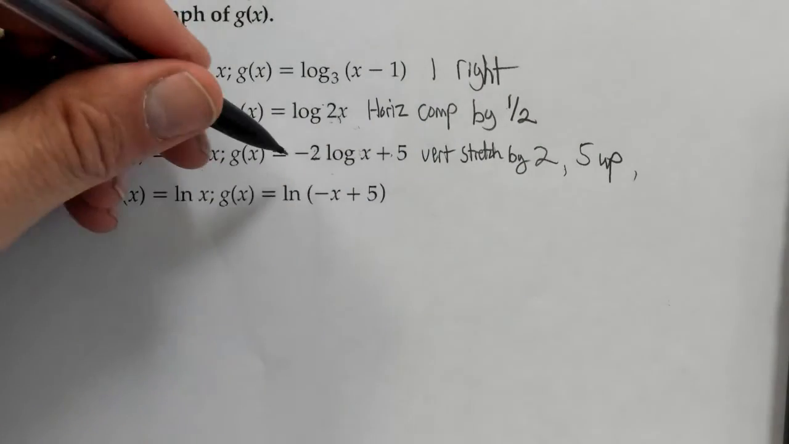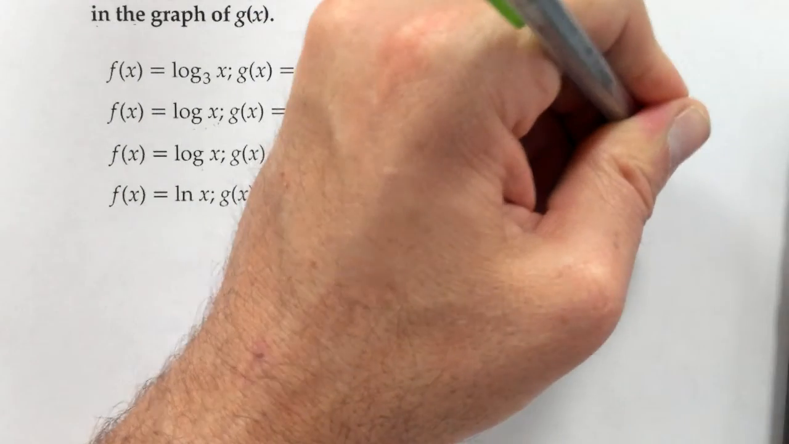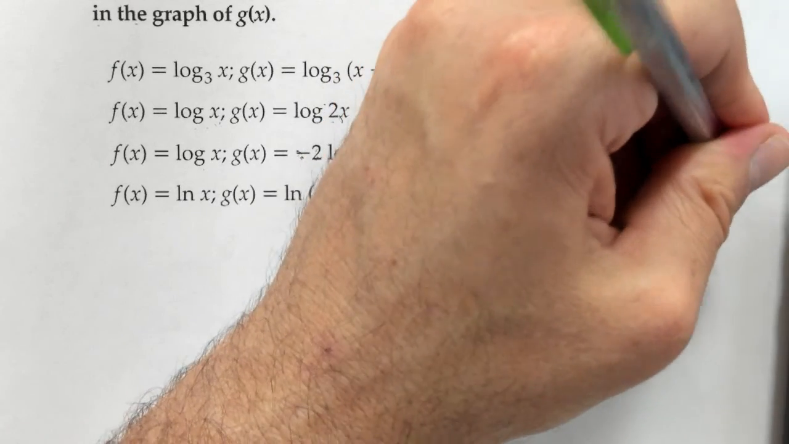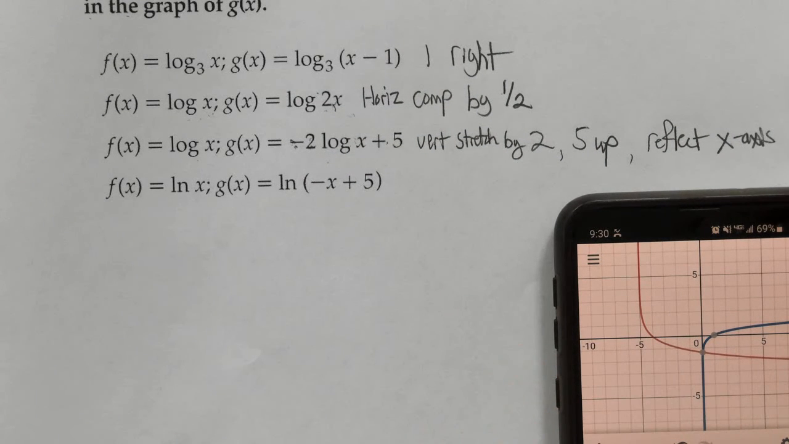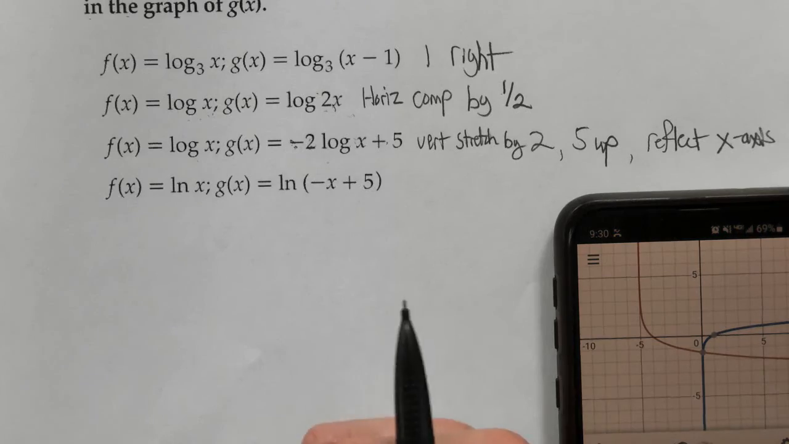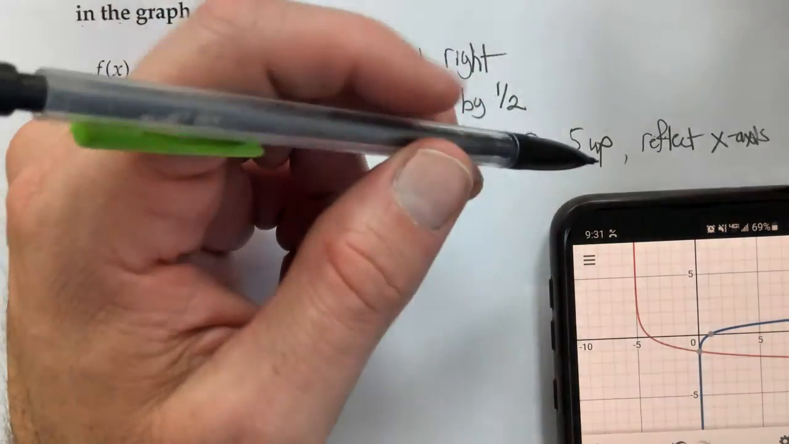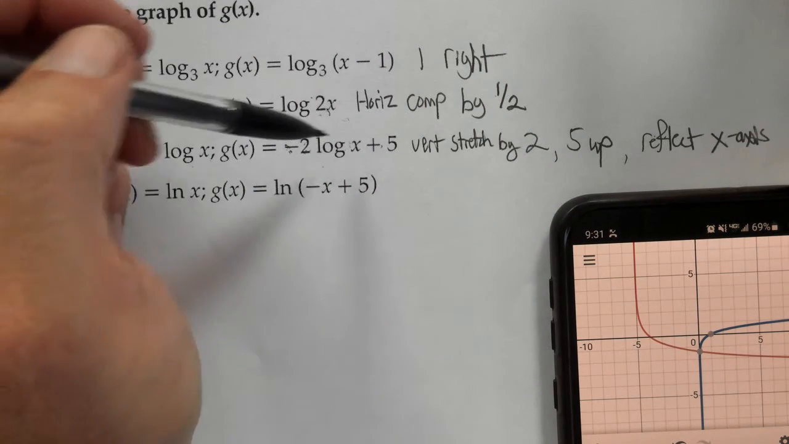And the last thing that's happening is it's being reflected through the x-axis. Reflect through the x-axis. All right, so 3 different movements. It's being stretched vertically by a factor of 2, it's being pushed up by 5, and then it's being flipped across the x-axis. And so those are the movements that we're going to be looking at here and describing on this one.